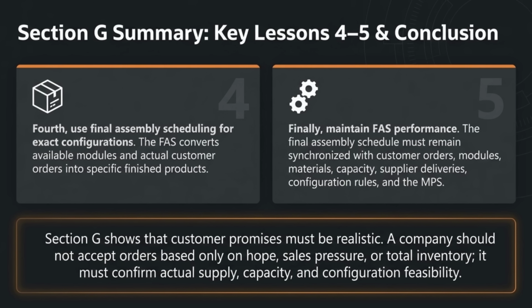Finally, maintain FAS performance. The final assembly schedule must remain synchronized with customer orders, modules, materials, capacity, supplier deliveries, configuration rules, and the MPS. Section G shows that customer promises must be realistic. A company should not accept orders based only on hope, sales pressure, or total inventory. It must confirm actual supply, capacity, and configuration feasibility.